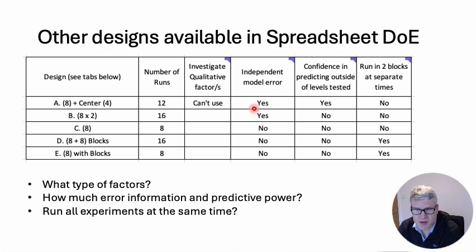So obviously, if you do use this, you can get independent model error, and you can get confidence outside of those levels. But you may want to have a design that allows you to run experiments in blocks and not run them at the same time, and these last 2 designs allow for that as well.